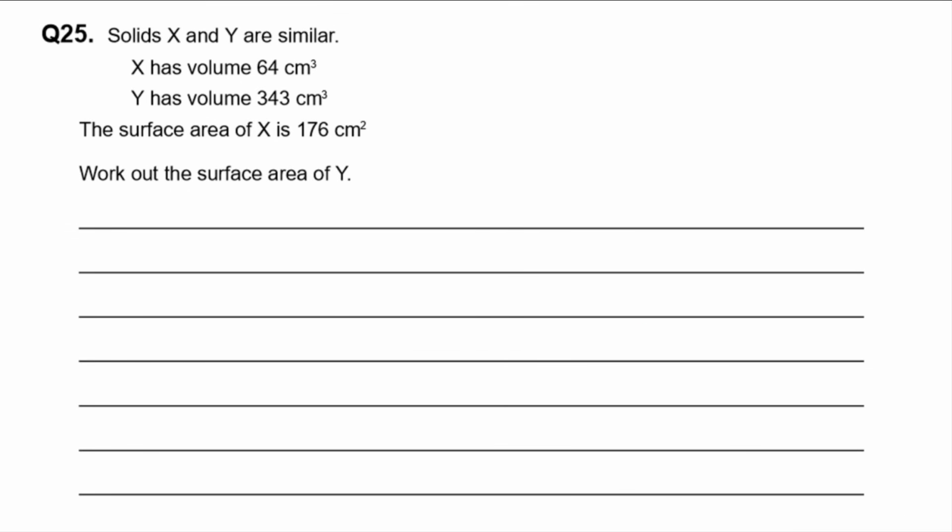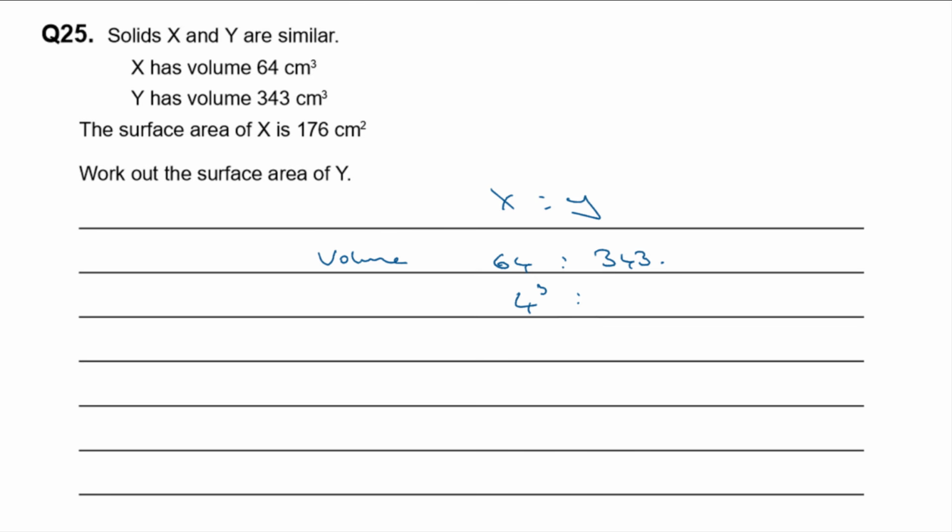Question 25. Solids X and Y are similar. X's volume is 64 cubic centimeters, Y's volume is 343 cubic centimeters. The surface area of X is 176 centimeters squared. Work out the surface area of Y. Okay. Right, so we're going to have to work backwards this time. So now we've got X to Y, and we've got the ratio of their volumes. So X is 64 to 343. Now you'll notice they are cube numbers, aren't they? So 64 is 4 cubed. Luckily I just did those, so I was thinking 64. I just worked that one out a second ago.